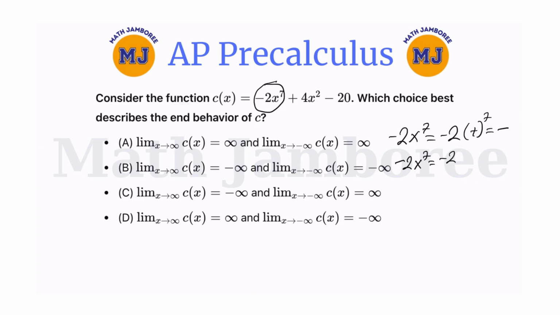And as x approaches negative infinity, x to the power of 7 is negative. Negative times negative is positive, since the exponent is an odd number. So as x approaches positive infinity, the function c approaches negative infinity. And as x approaches negative infinity, the function c approaches positive infinity.